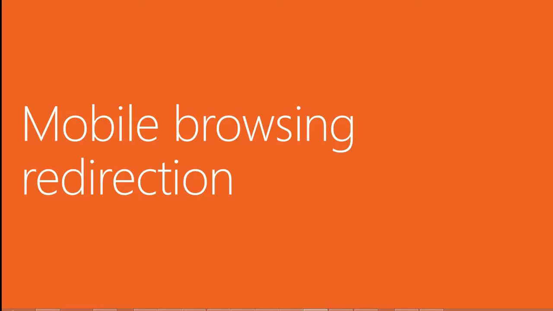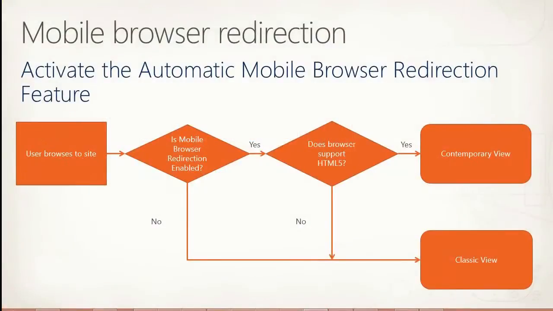Now I'd like to draw your attention to a new feature in SharePoint 2013. This new feature is called Mobile Browsing Redirection. Mobile browsing redirection allows you to go into your SharePoint site and activate a feature to turn it on. The feature is called Automatic Mobile Browsing Redirection. Pretty straightforward. Once you've turned on Automatic Mobile Browsing Redirection, you can then enable your site to give users the new contemporary view of your SharePoint site.